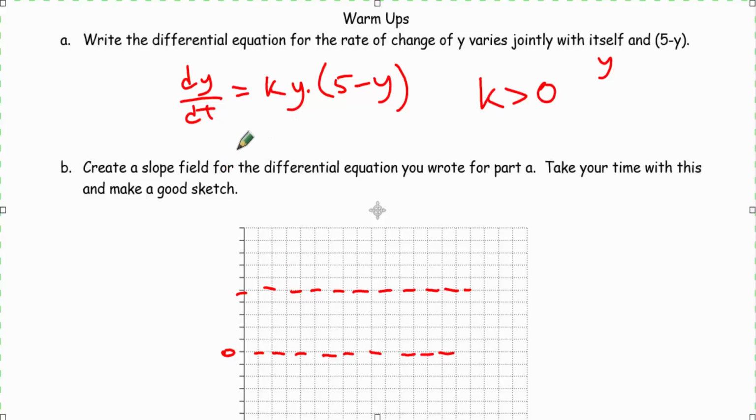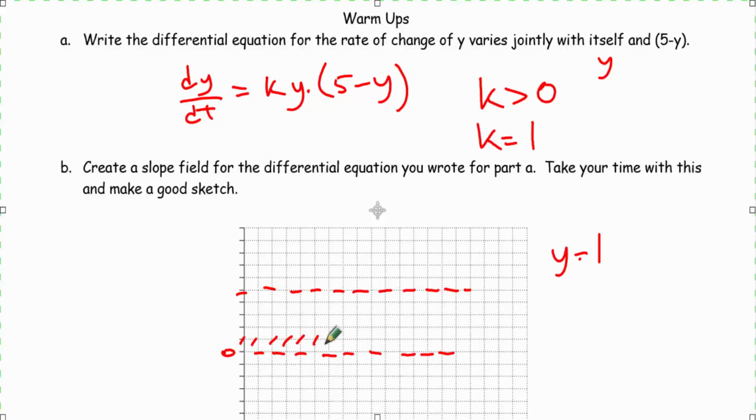I've got to kind of change this for the notes. Let's give k equals 1. It's important to know which one it is, because otherwise you won't be able to actually sketch these slopes. So if y equals 1, the slope should be 1 times 4, or 4. So at y equals 1, we're getting kind of a steep slope, 4.